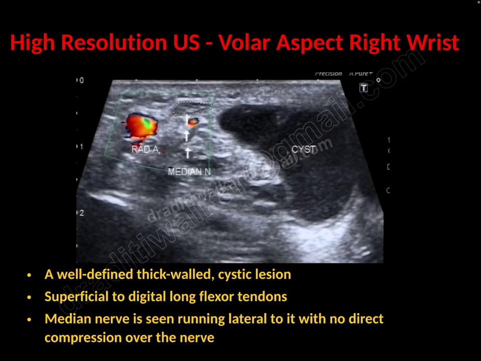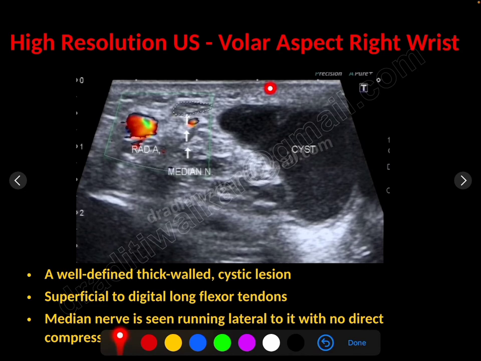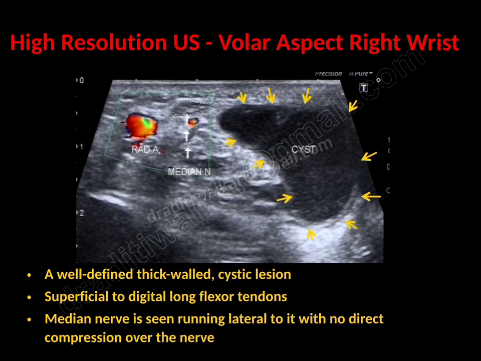And this is the high resolution ultrasound image of the volar aspect of right wrist. We can see a well-defined cystic lesion, which is a thick-walled cystic lesion with multiple internal echoes within. It is located superficial to the digital flexor tendons, and median nerve is seen running immediately lateral to it, however no direct compression was seen over the nerve.